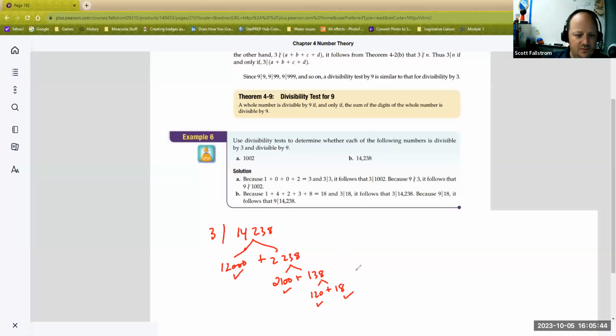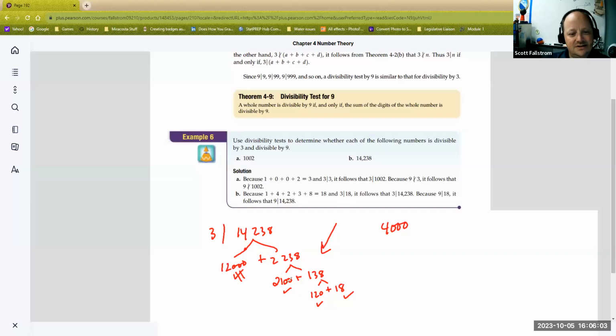Now, there's another reason why sometimes you'll see me write it out like this. The reason is if I do write it out this way, the actual division can be super fast. Does 3 go into 12,000? Yes, and it goes in 4,000 times. So now I've checked that one off.